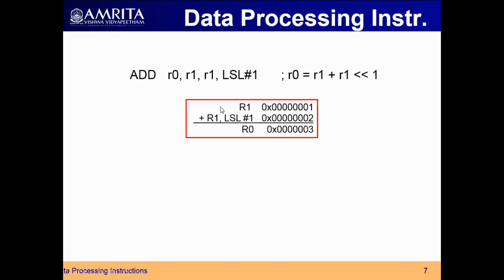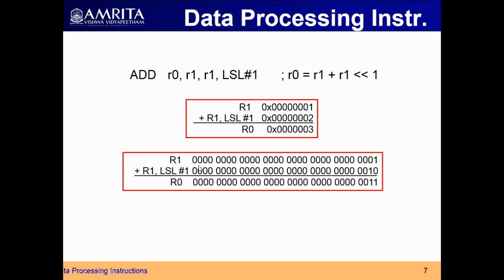We will see one example. Let us take R1 having the data 0001. To that you are adding the same R1 left shifted by 1. When you are left shifting 1 by 1, what will you get? For more understanding, we will take the binary data.